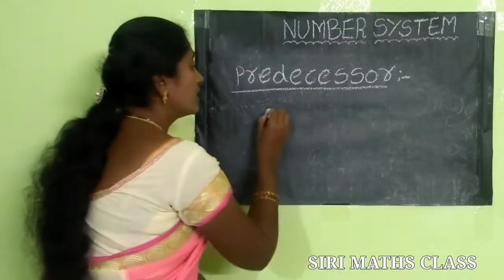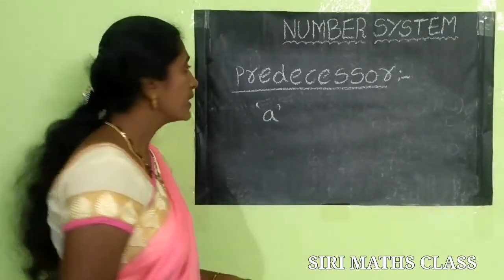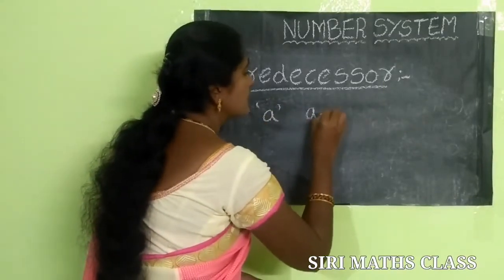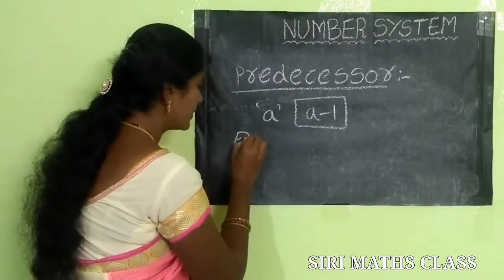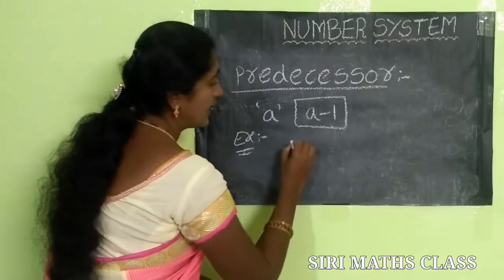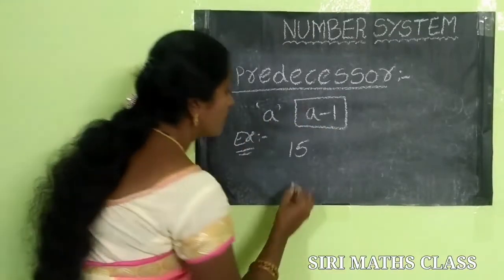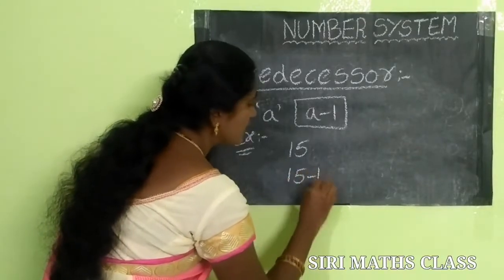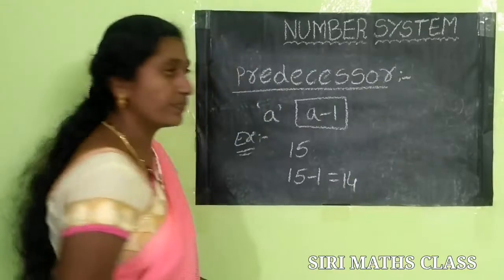Predecessor is also a very small topic. If A is a number, the predecessor of A is A minus 1. Take one example here. I can take the number 15. What is the predecessor? A minus 1, that is nothing but 15 minus 1, 14.